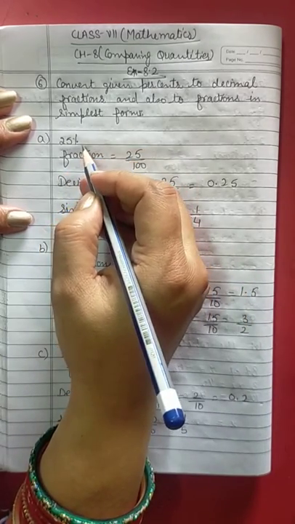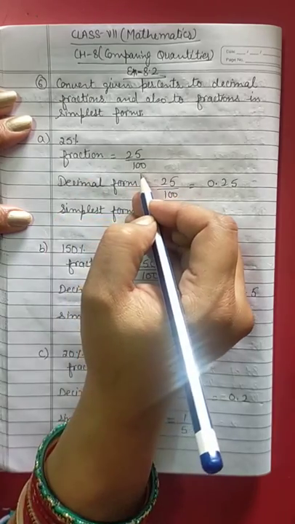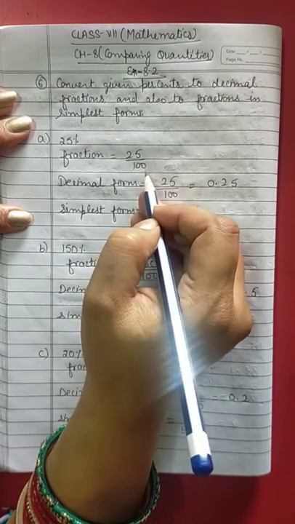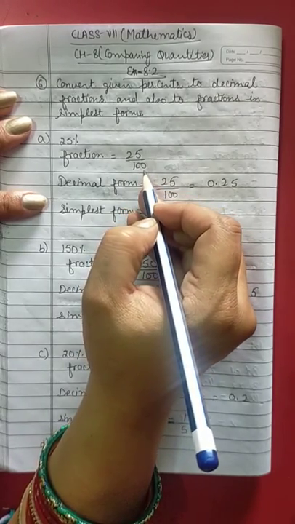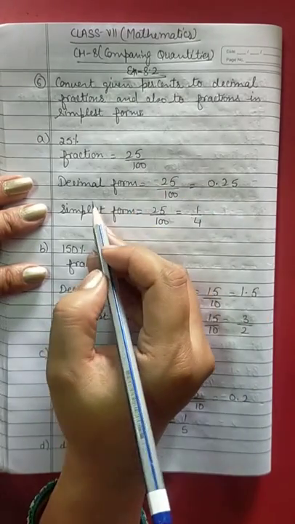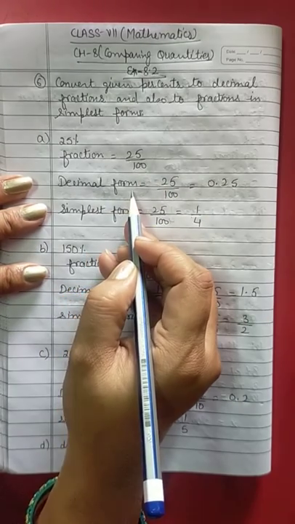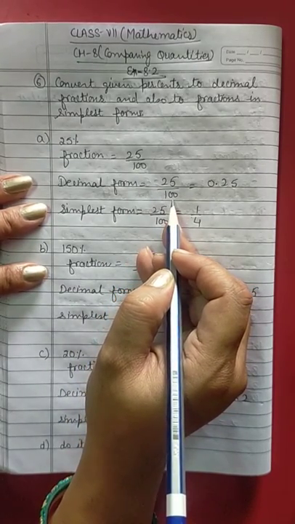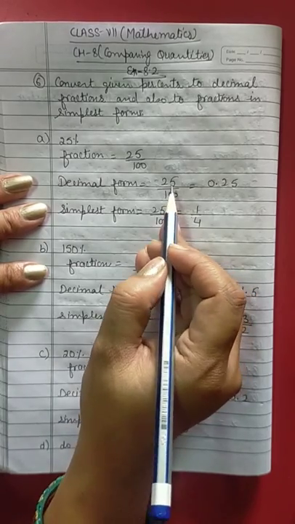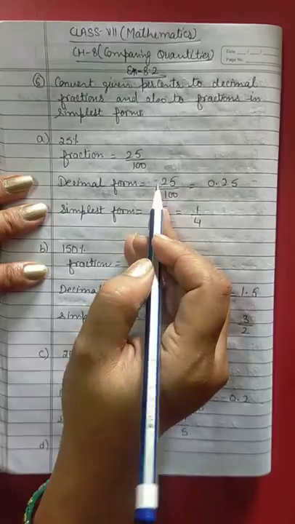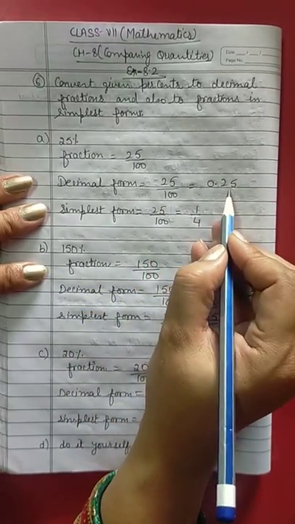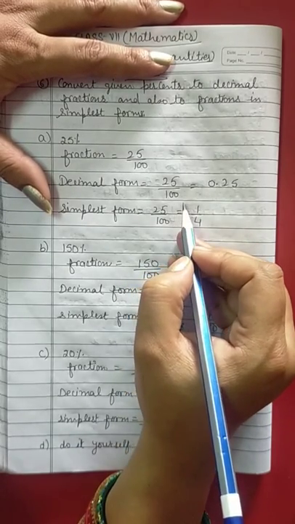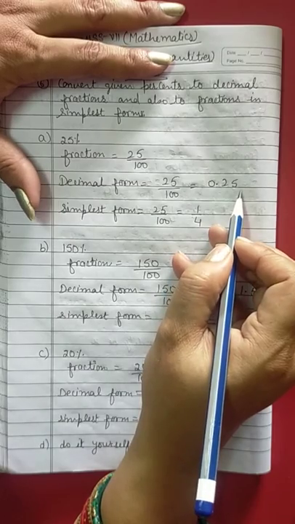As 25% is given to us, its fraction is 25 upon 100, because this percent sign shows that 100 will be in the denominator. Then, for the decimal form, you can see there are 2 zeros with the 1 in 100. So we will insert a decimal before 2 digits. So it will be 0.25, meaning 2 digits must be there after the decimal according to these 2 zeros.